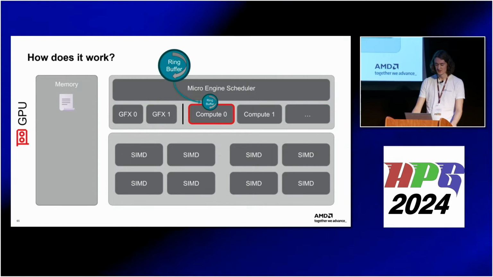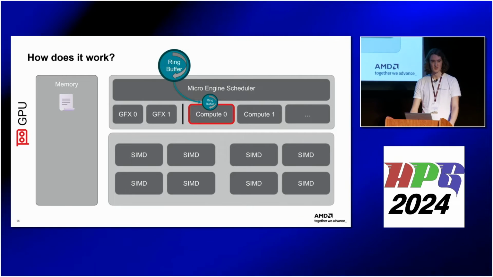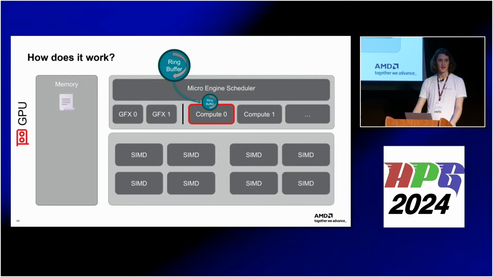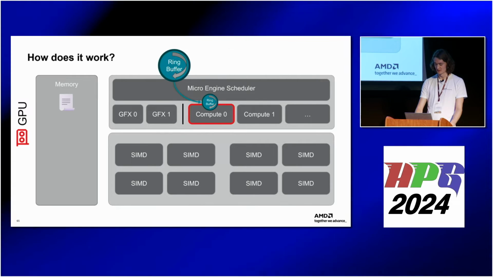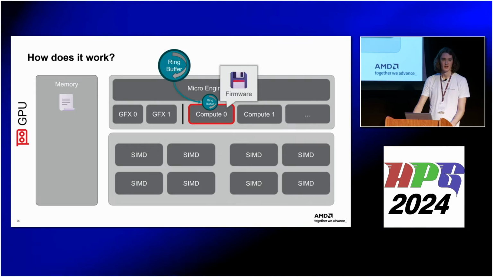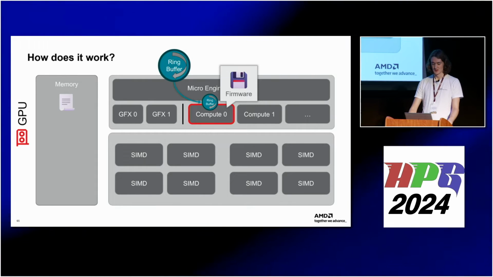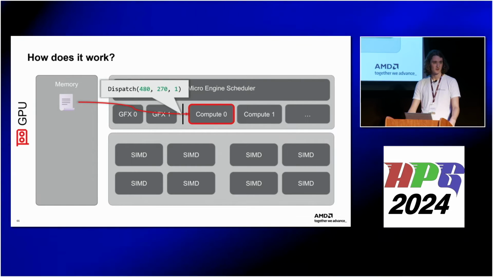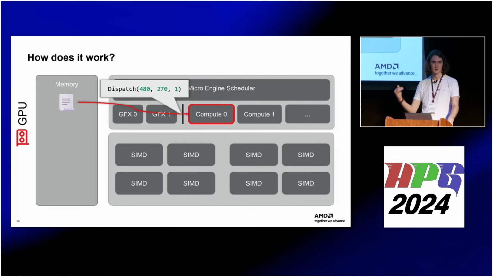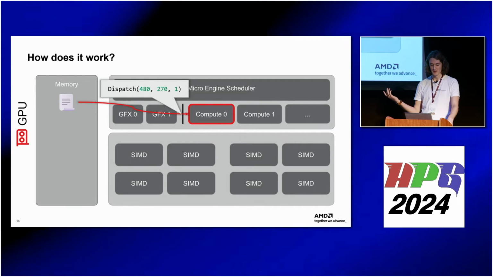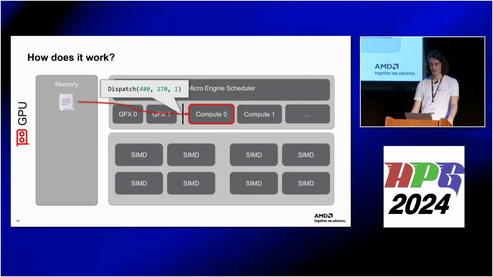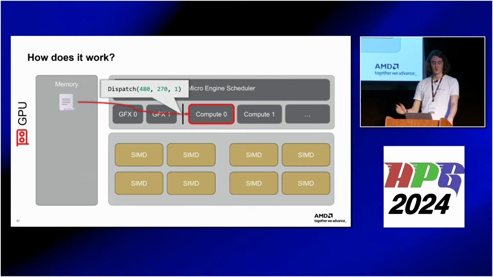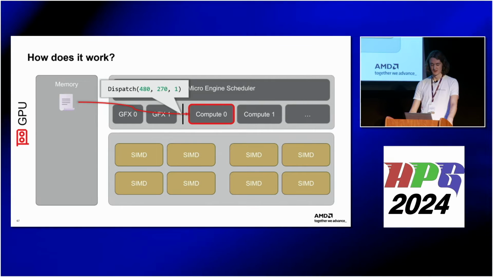So the microengine scheduler grabs a compute queue that doesn't have any work currently to do, and forwards this command to execute this command list through another ring buffer. Now this compute queue here is a small processor on the GPU that can be programmed by firmware. And in this case, the firmware is written to then read this command list from memory and start executing the commands one by one. And this is where we find our dispatch that we wrote to the command list from before. And the compute queue can then invoke waves and start processing this dispatch.